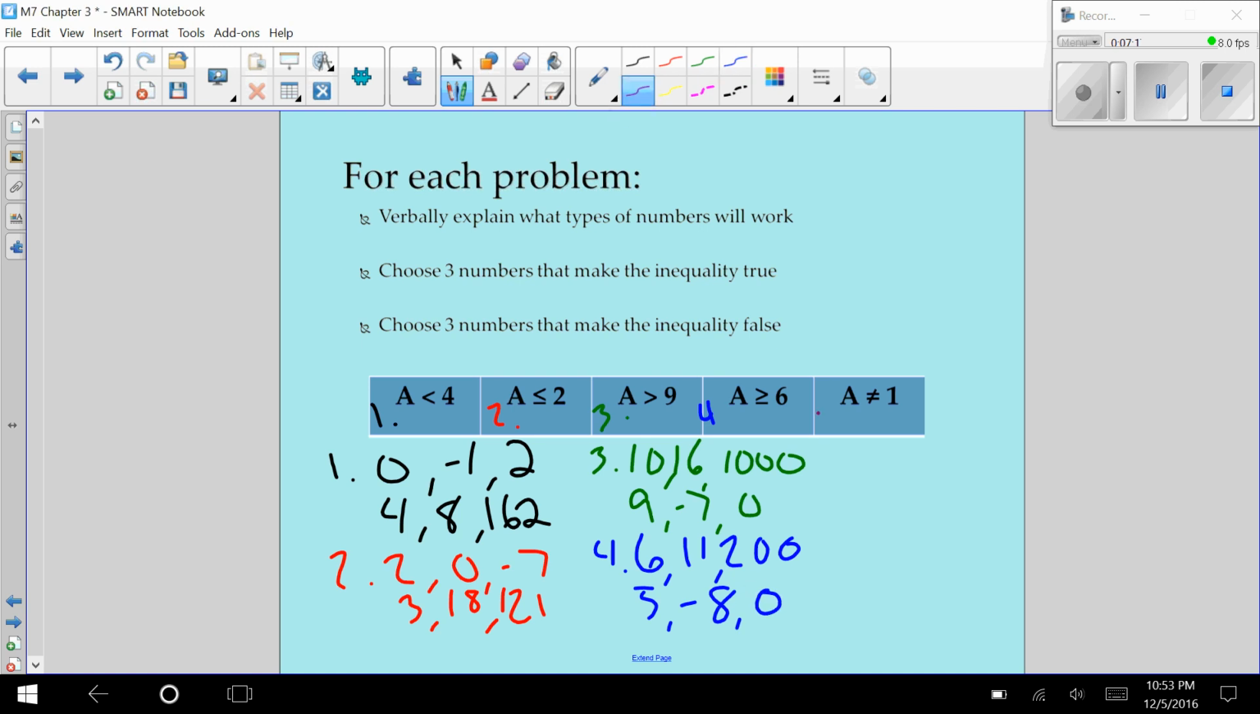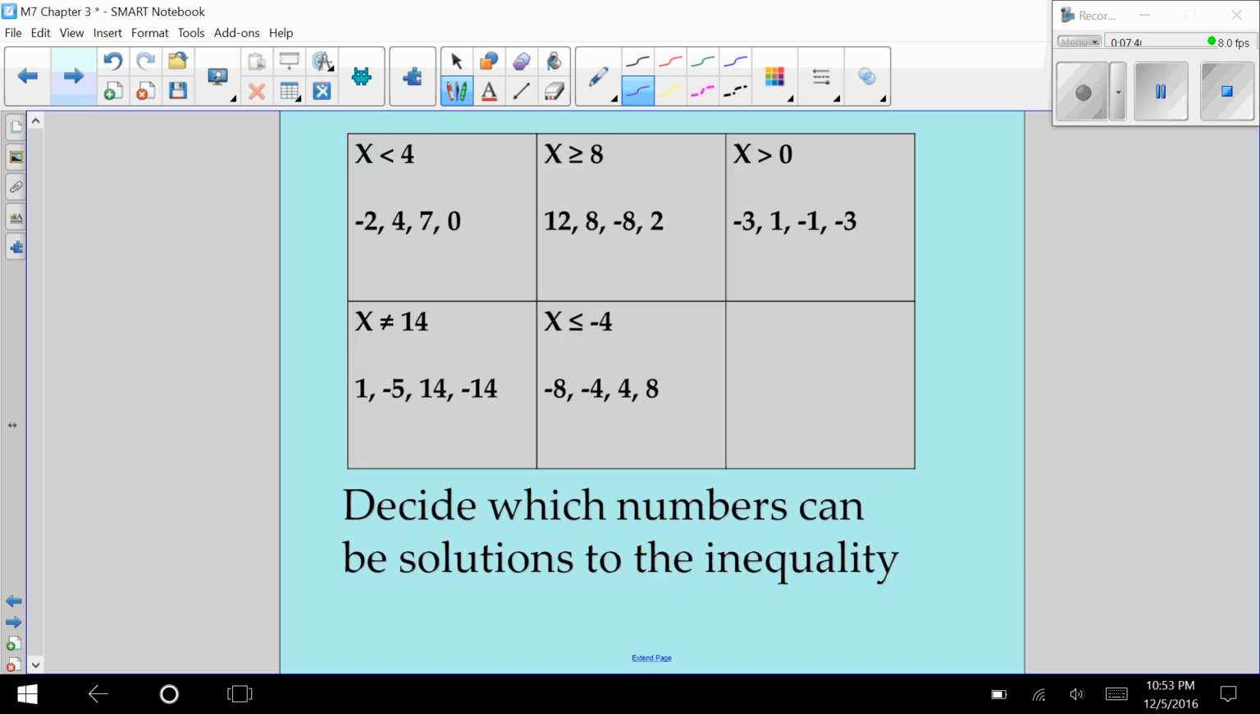And for our last one, let's call that number 5. What types of numbers work? Any number besides 1. So 3 numbers that work. 8, 12 works, and -7. We cannot list 3 numbers that make it false because there's only 1. Just 1 makes it false. All right, for each of these, please figure out which ones are solutions of the inequality. Try this on your own.